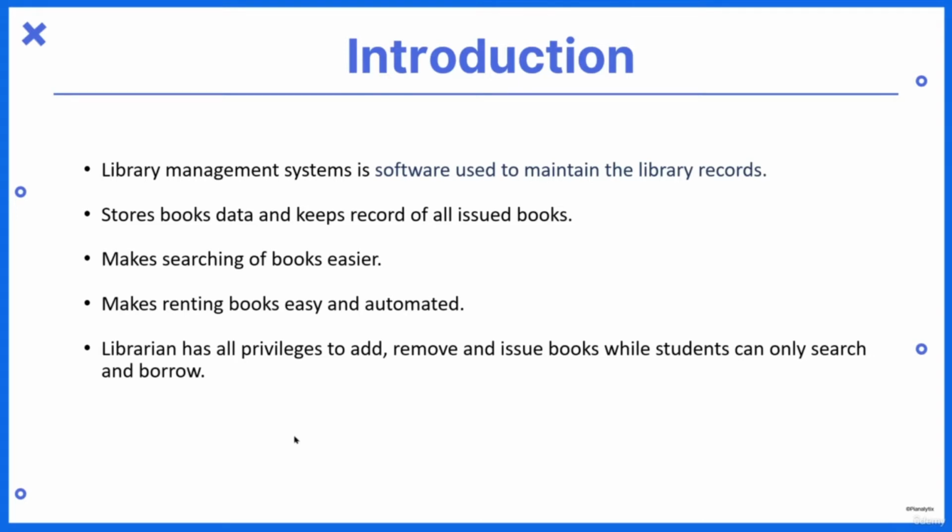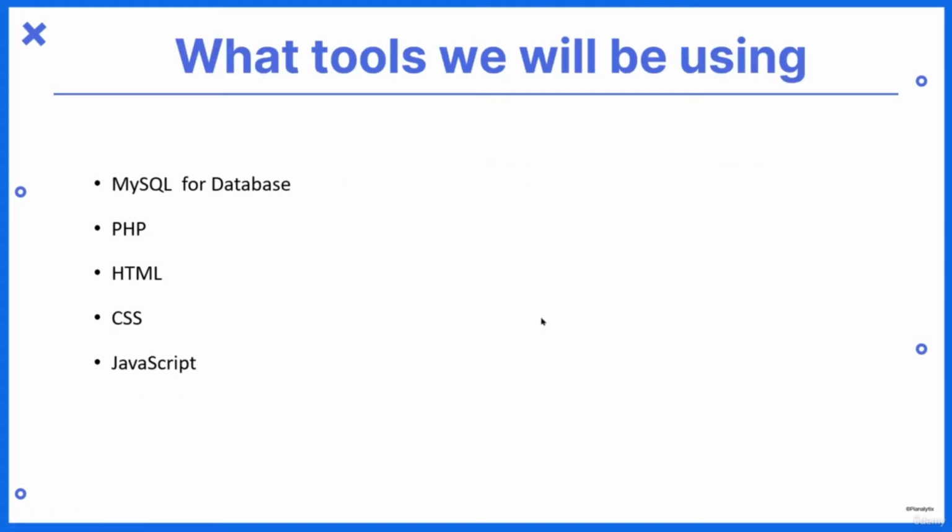The admin or the librarian has extra authorizations and privileges to add, remove and issue books, while the students can only search and borrow the books. Now the tools which we will be using in this project are: we will use MySQL for the database, then we will use PHP for backend, and HTML, CSS and JavaScript for the front-end development.